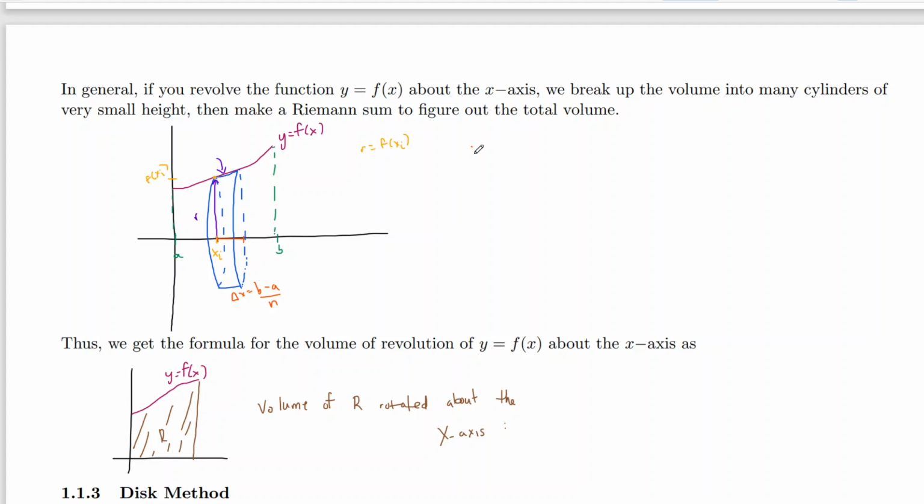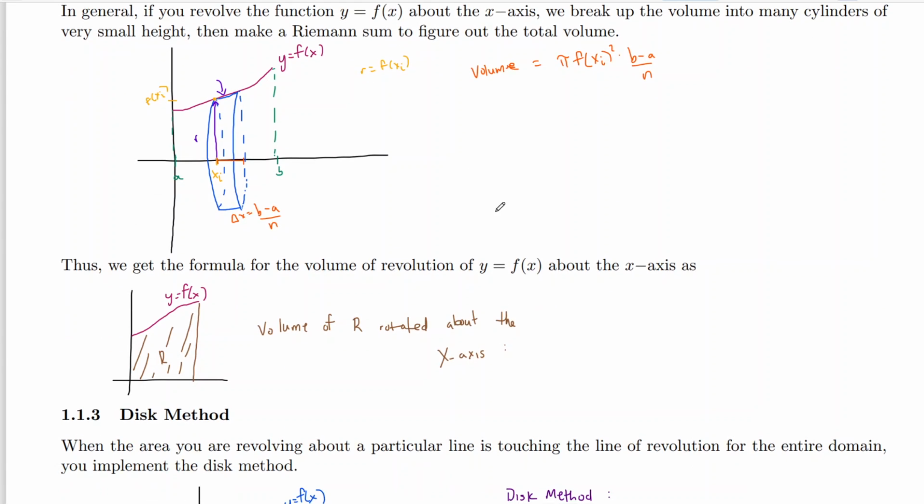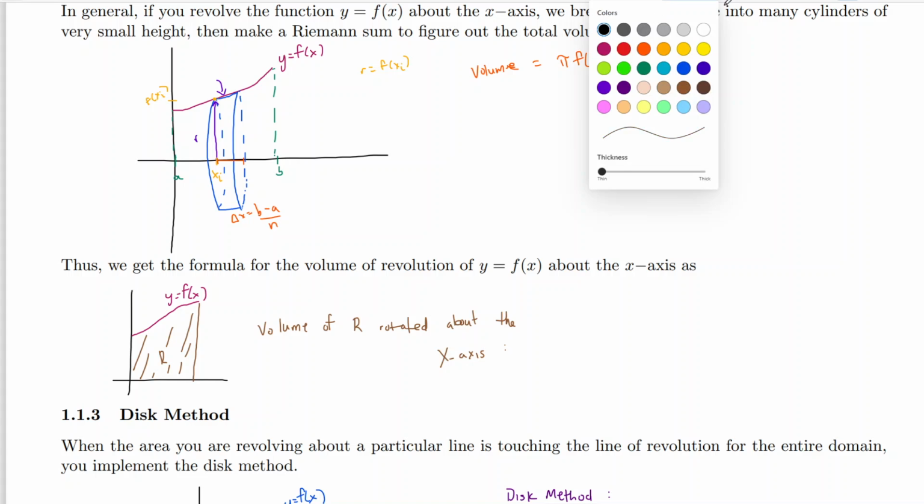Right, so that means the volume, since it's still a cylinder, just a small cylinder, of just this little section is pi times r squared, but r is f of x i, times the delta x, which is b minus a over n. And we know from the past Riemann sums that if we want to actually get this exact volume, we take the limit as n goes to infinity. So we get infinitely many of these tiny cylinders, add them all together, and that becomes our volume.